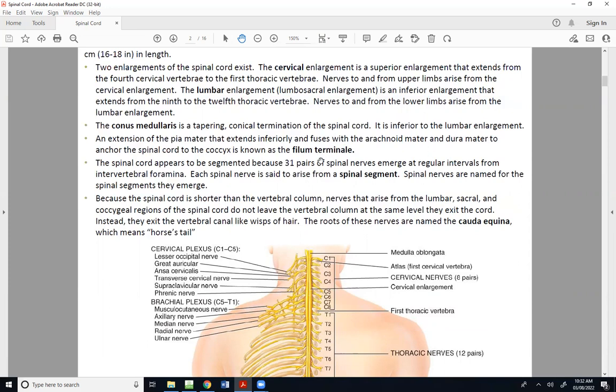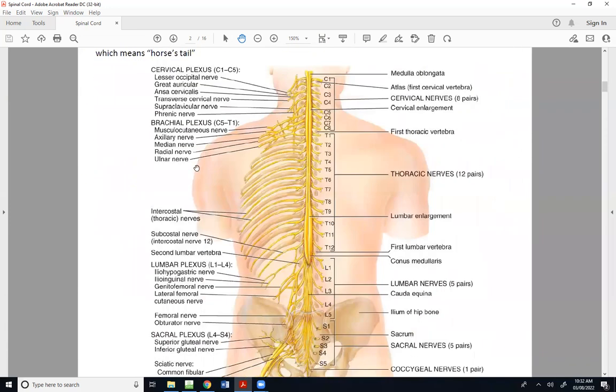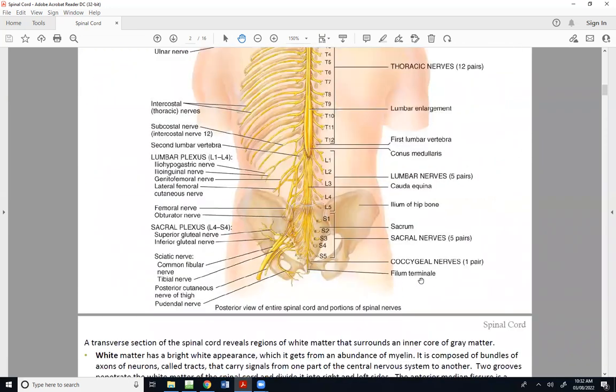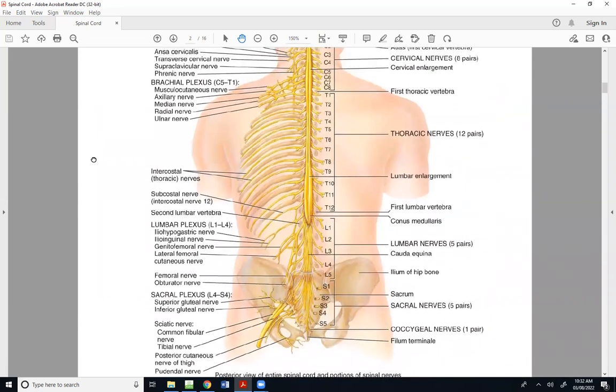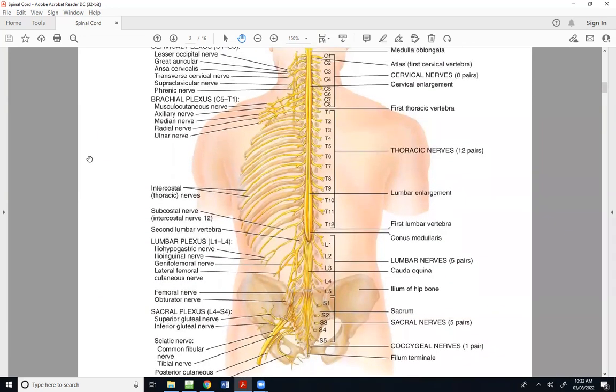Oh, I missed filum terminale terminology. An extension of the pia mater extends inferiorly and fuses with the arachnoid mater and dura mater to anchor the spinal cord to the coccyx. We call this the filum terminale. And that is actually something I want you to know in the image. There's not a whole lot that I want you to highlight, but here's what I want you to know. It's all stuff on the right side. Just highlight the cervical enlargement, the lumbar enlargement, the conus medullaris, cauda equina, and then the filum terminale.